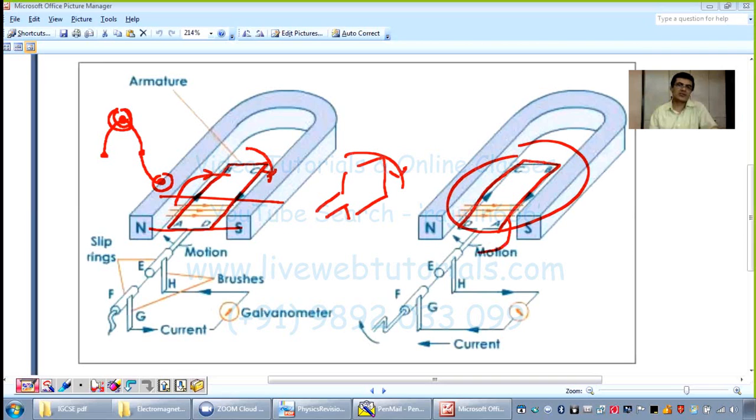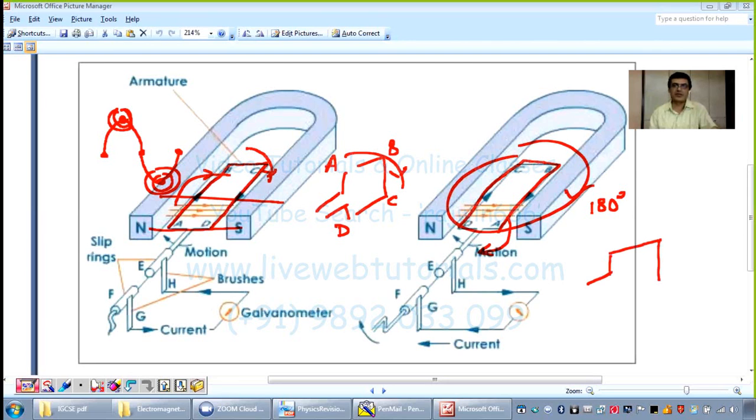Again, when it goes to the vertical position, the current is going to become zero. So again, when the coil is vertical, initially the position was ABCD like this. This was when the rotation was 90 degrees. This is when the rotation has become 180 degrees. The current has become maximum at this point. Again, when the rotation becomes 270 degrees, this is the position.